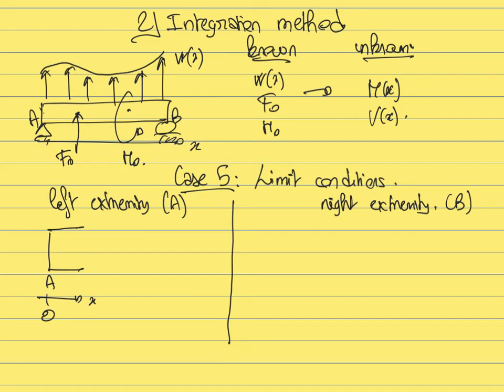So for example, if the beam is attached to a pin at the point A, then you will have a concentrated shear force that is applied. But potentially, if this beam is attached to a fixed support, then you may also have a concentrated moment that is applied at the point A. Like if it's attached to a fixed support, the fixed support may apply a moment at the point A.